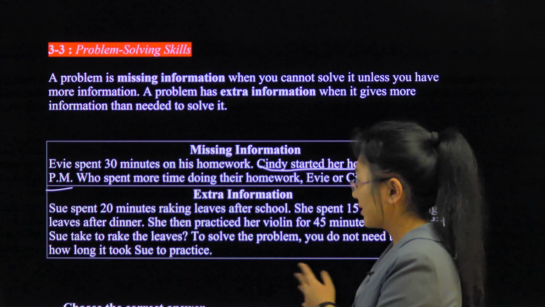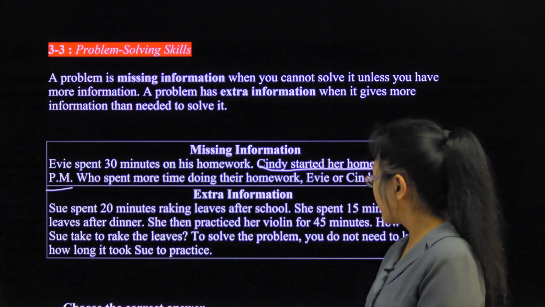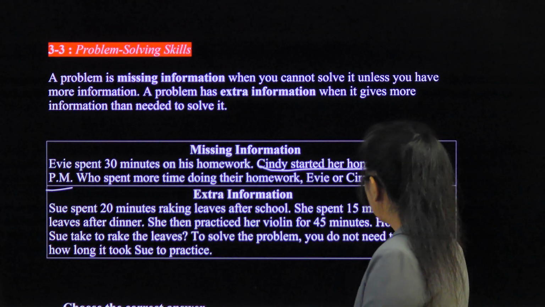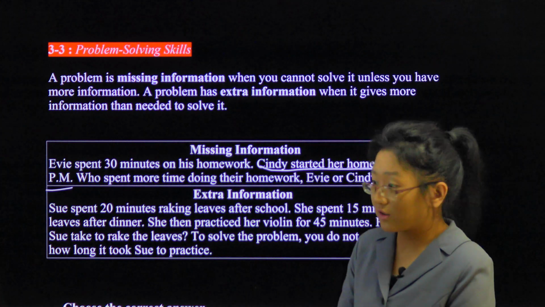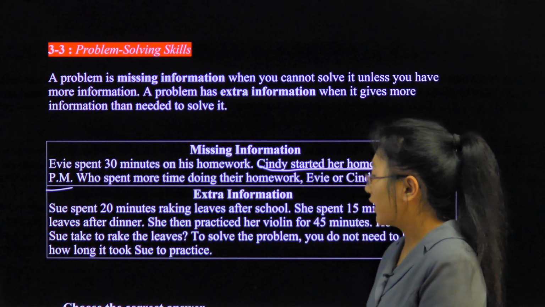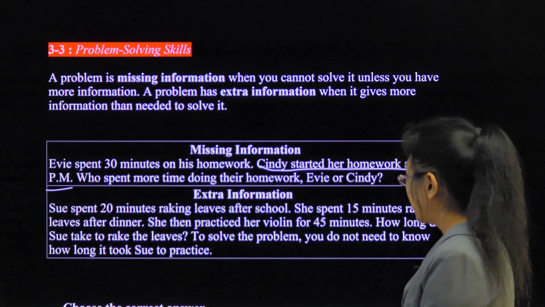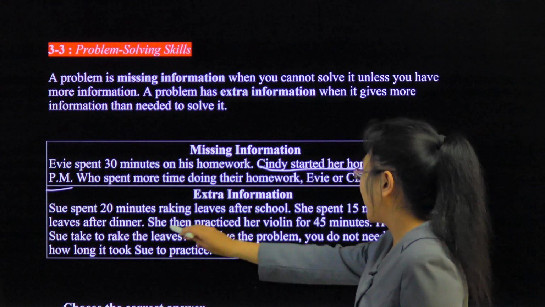Extra information is something like this. Sue spent 20 minutes raking leaves after school. She spent 15 minutes raking leaves after dinner. She then practiced her violin for 45 minutes. How long did Sue take to rake the leaves? To solve this problem, you do not need to know how long it took Sue to practice her violin.